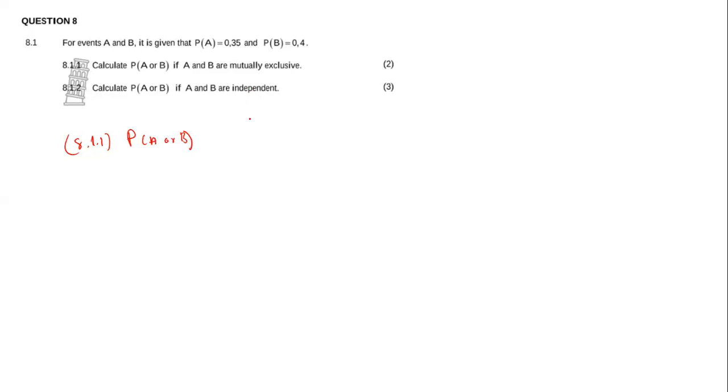In order for us to calculate the probability of A or B, we know that there is a formula that we use. The formula is: probability of A or B is equal to probability of A plus probability of B, subtract the probability of A and B.